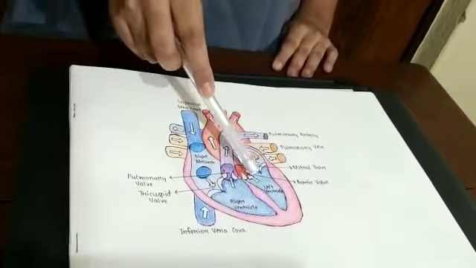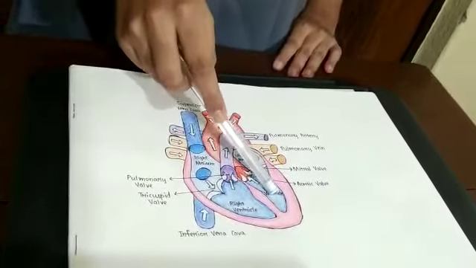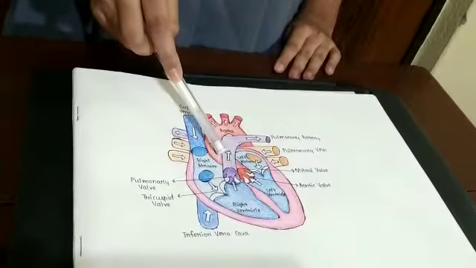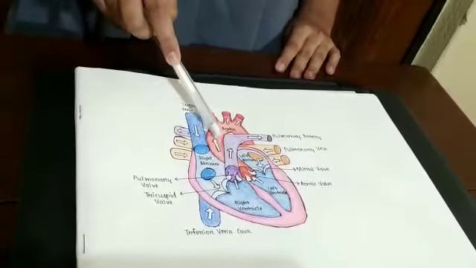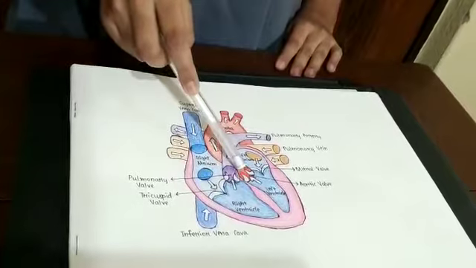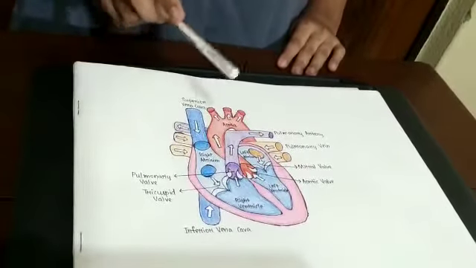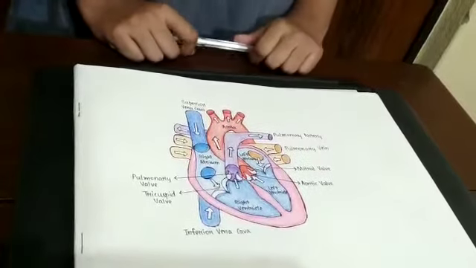And again, due to the pumping of the heart, the oxygenated blood from the left ventricle goes to the aorta through the aortic valve. Then from the aorta, it goes to all the human body parts. This is the heart and its working.